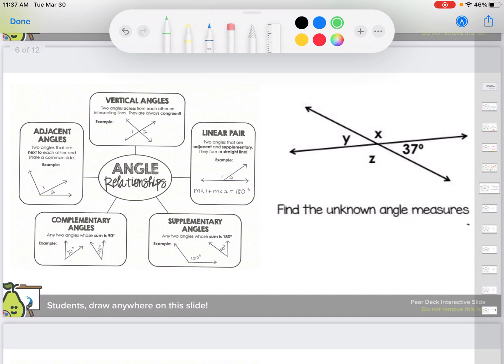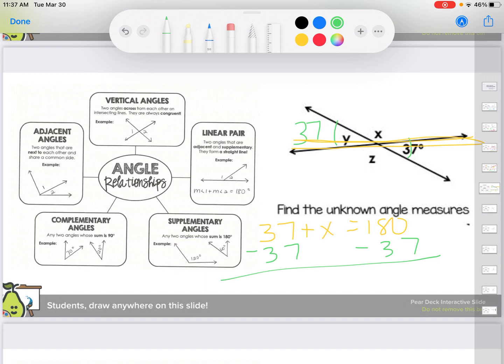All right, same thing. I'm going to use my angle relationships to help me. So I know that these are vertical angles, so this is 37. Then I'm going to use the fact that this makes a straight line with x. So 37 plus x equals 180. I'm going to subtract 37 on each side, and I find out I have 143 equals x. I'm going to use vertical angles to help me, so x is going to be 143 and so is z.